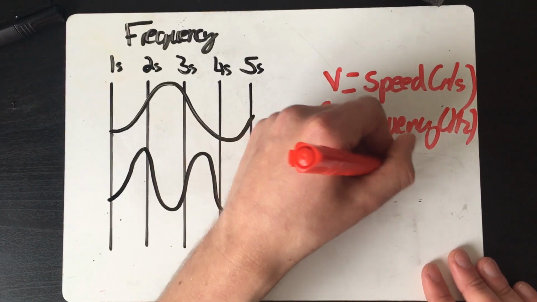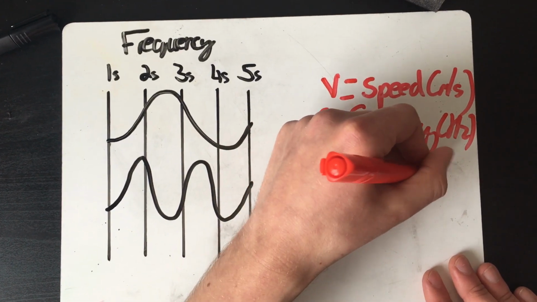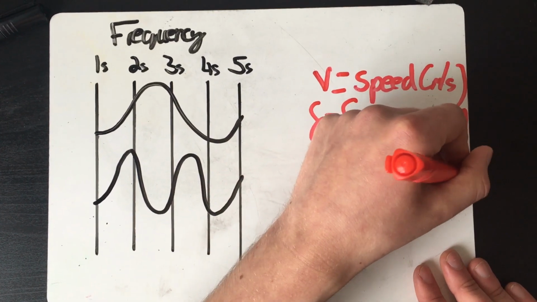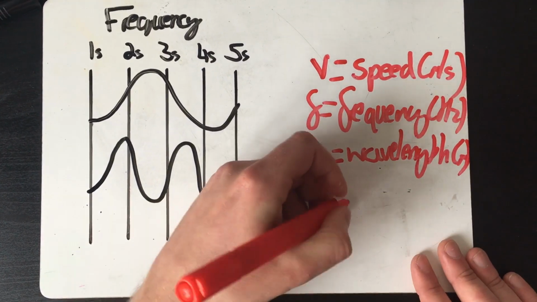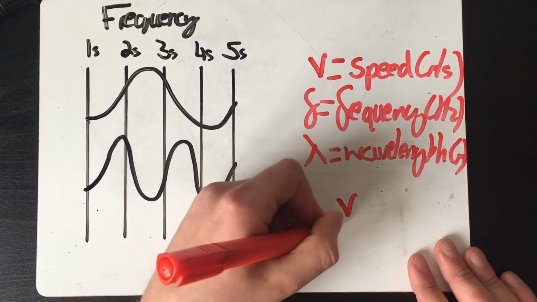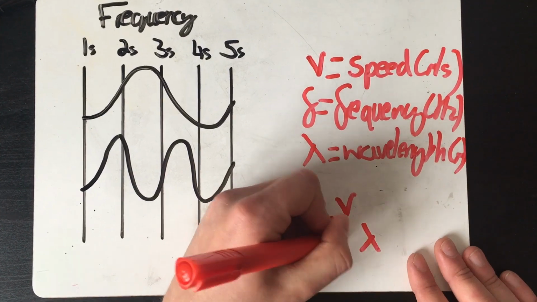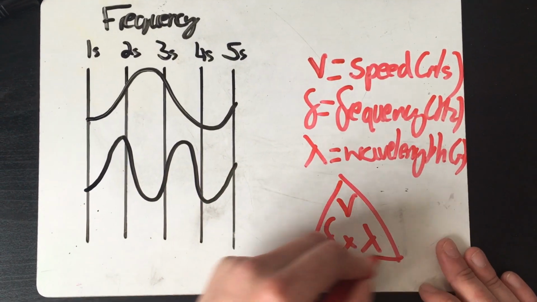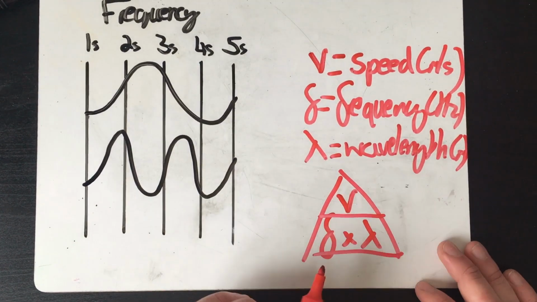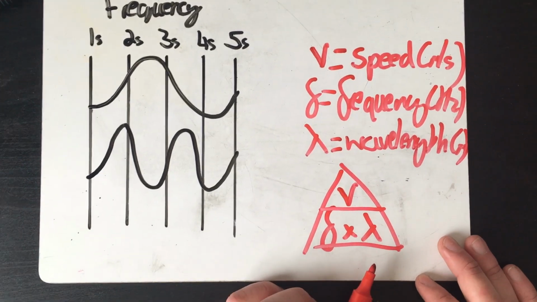And you can measure the wavelength in any unit of distance, but when we're looking at this, we're going to use meters. You can use these together in an equation triangle. So wave speed is equal to frequency times by wavelength.